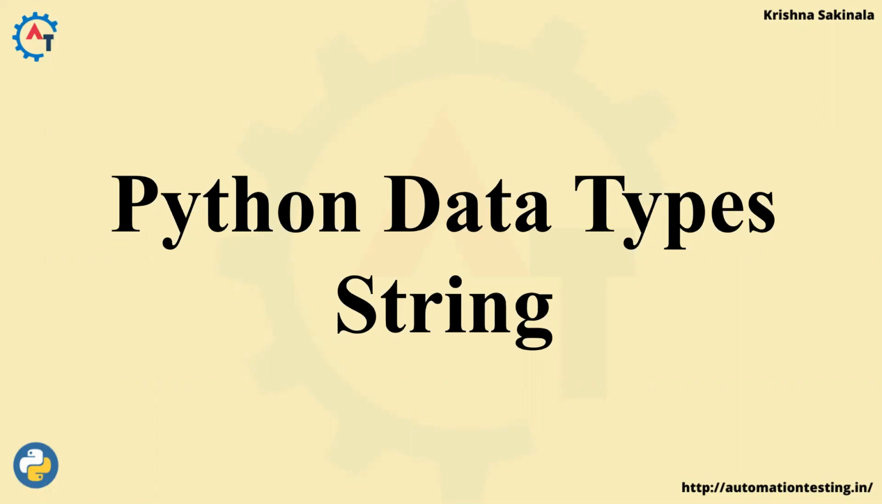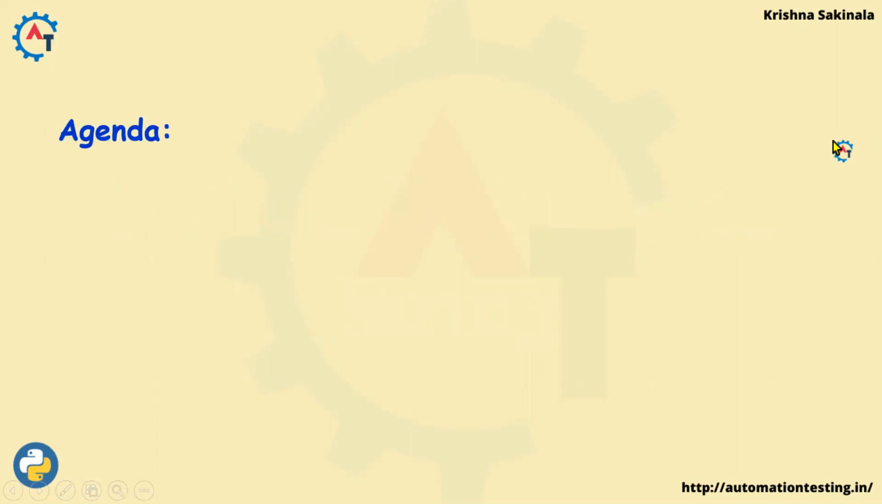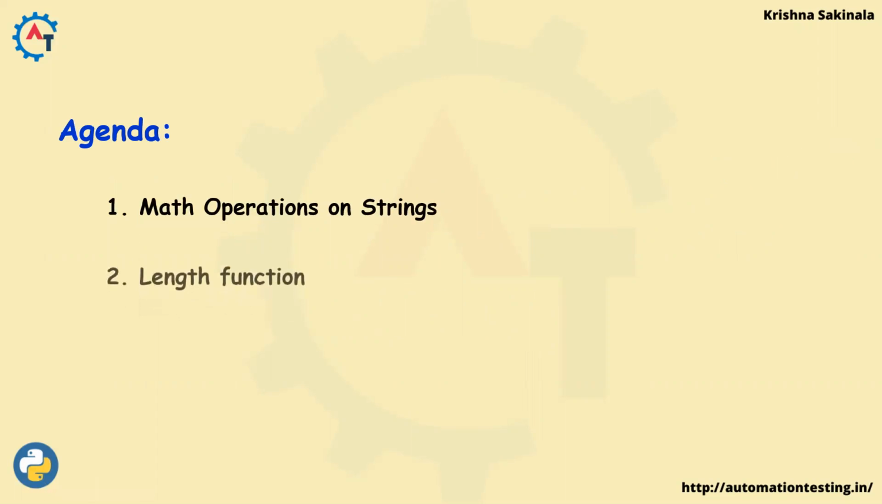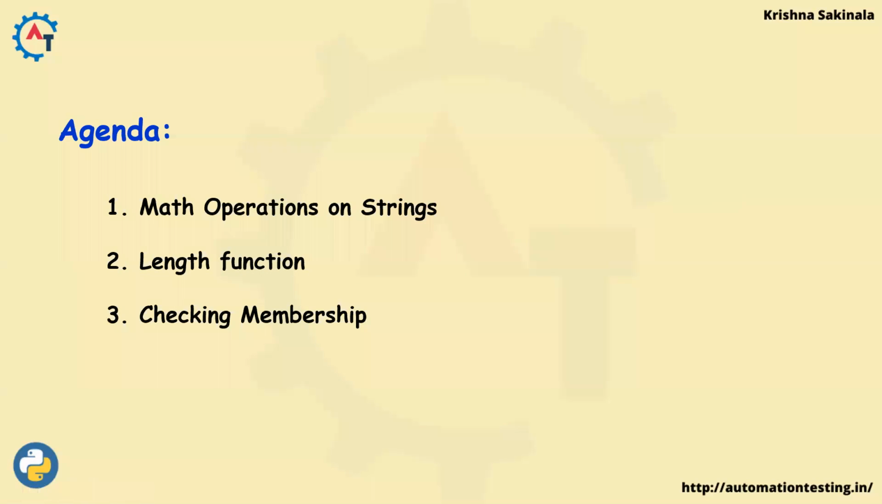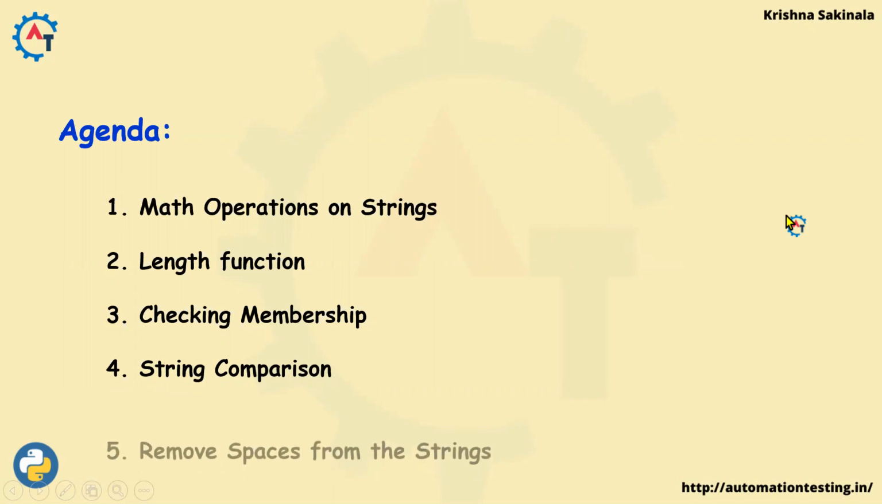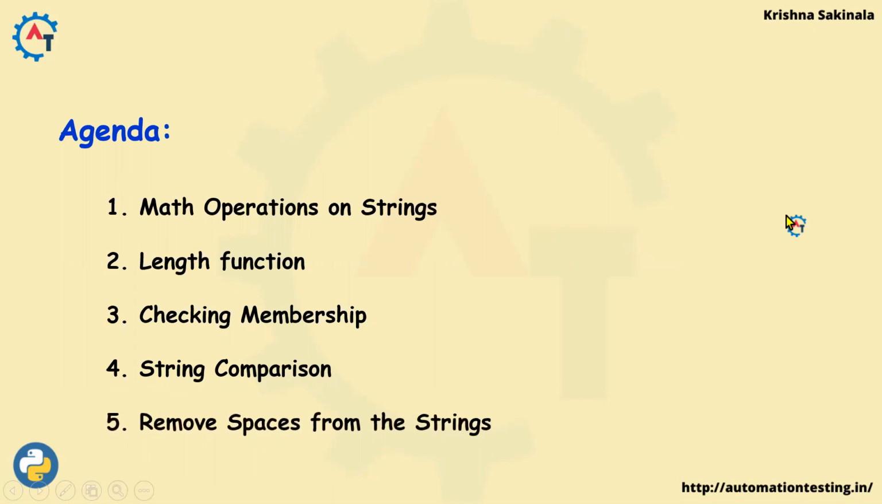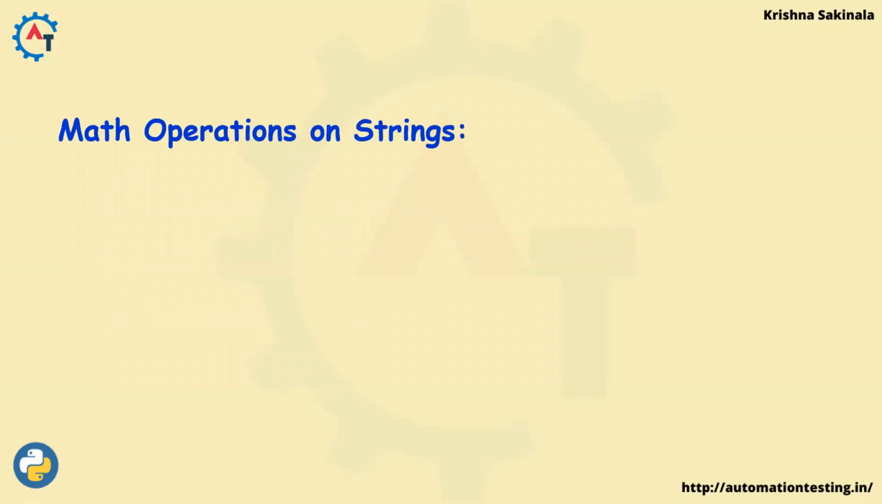Okay. So in our previous videos, we have seen some of the things about the strings. So in this part 3, we will see some more things. The agenda for this is we will see math operations on strings, length, how we can get the length of the string using the len function, and checking membership. We'll see what checking membership is, and string comparison. So we will see all these things in this video. We'll also see one more thing, that is called removing spaces from strings, how we can remove any spaces from the strings.